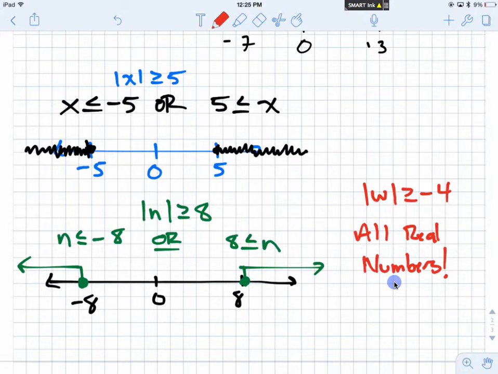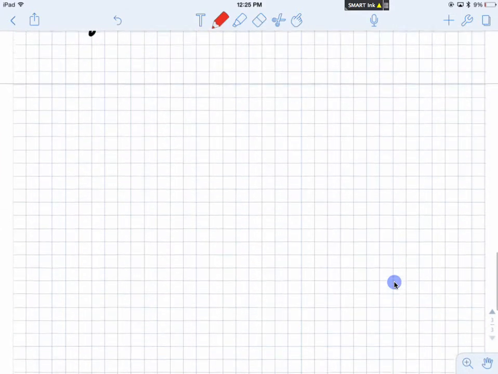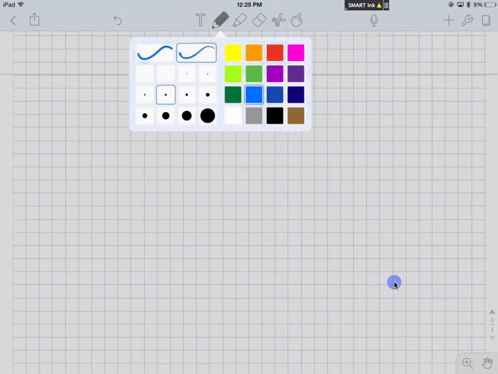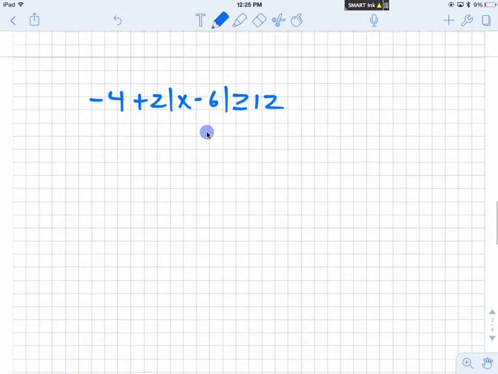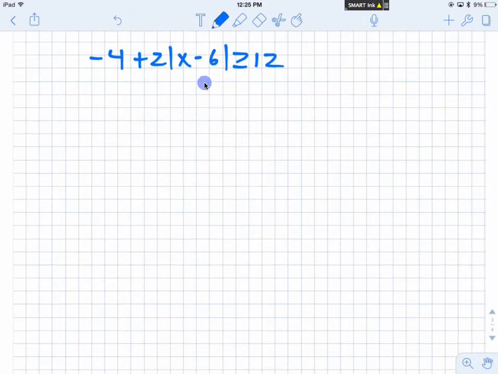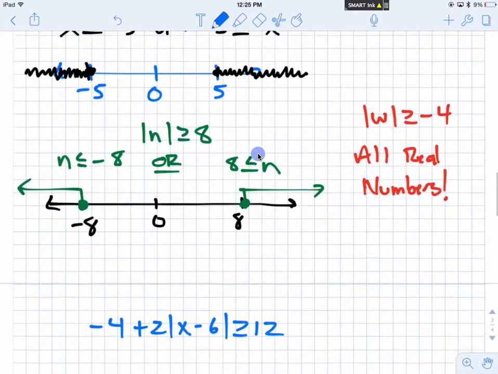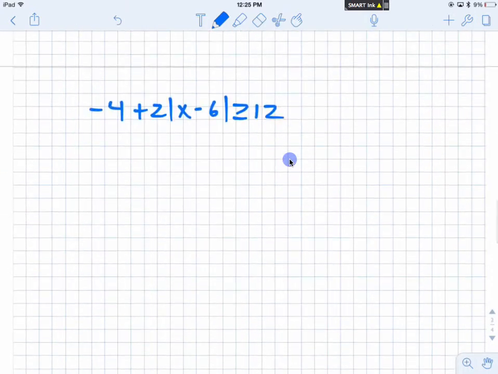So let's do some practice problems and see how these ones work out. These are no different from what we did before. How about trying to solve and graph the absolute value inequality negative 4 plus 2 times the absolute value of x minus 6 is greater than or equal to 12. Of course, our first objective is to isolate this absolute value so that we can then make an inequality just like we talked about up here. So we want to isolate that absolute value first.